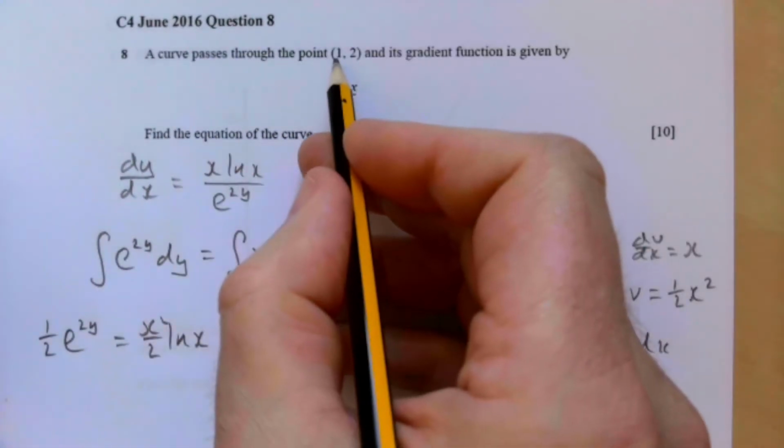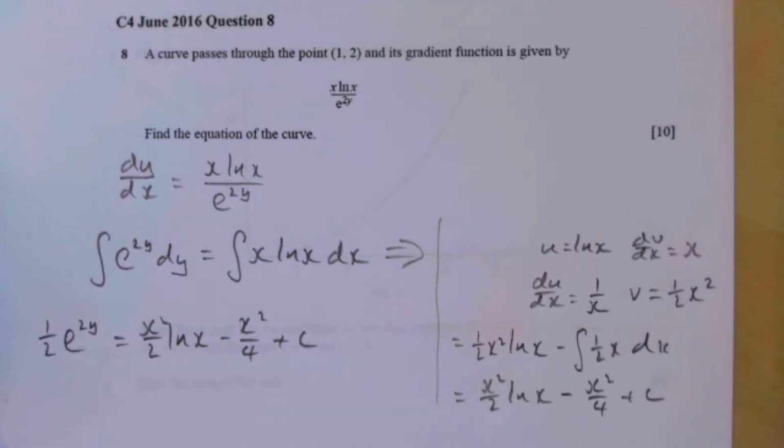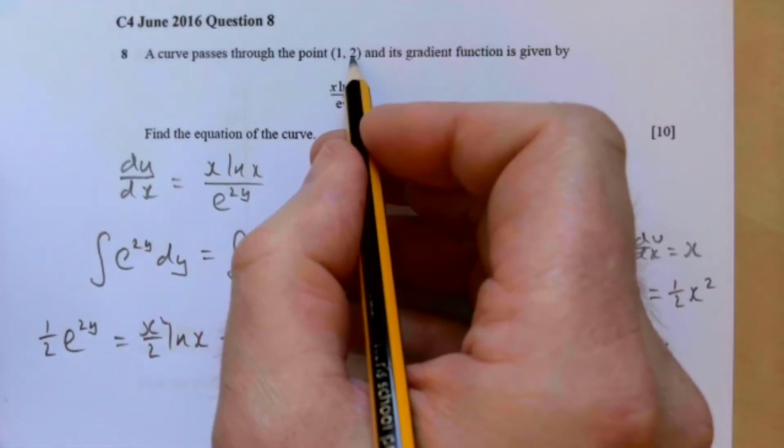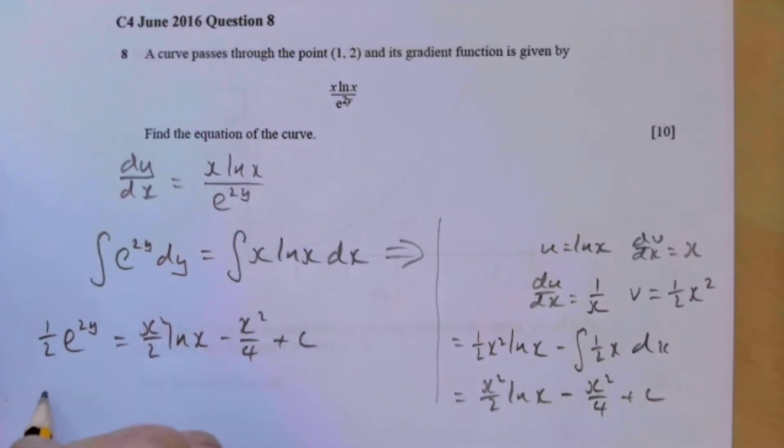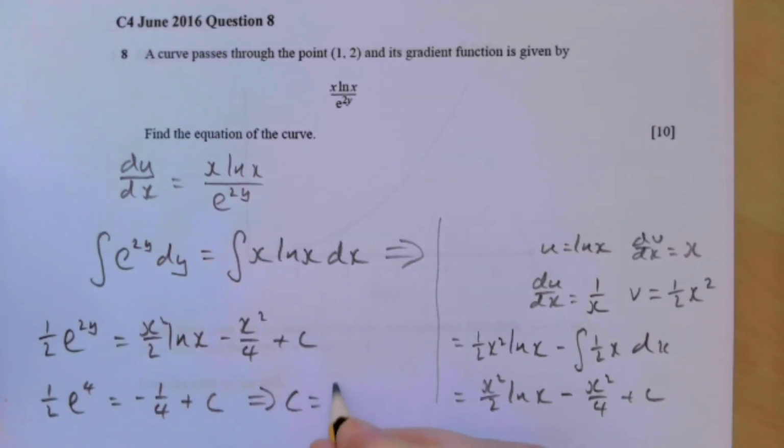We know the curve passes through the point (1, 2), so we're going to substitute that into it. I'm going to exchange my y here for a 2, so it gives me a half e to the 4, and I exchange my x for a 1. Obviously ln 1 gives you 0, so that whole bit is just going to disappear, and then minus 1, so that's going to be minus a quarter plus c. So my c is half e to the 4 plus a quarter. So hopefully we're good with that.